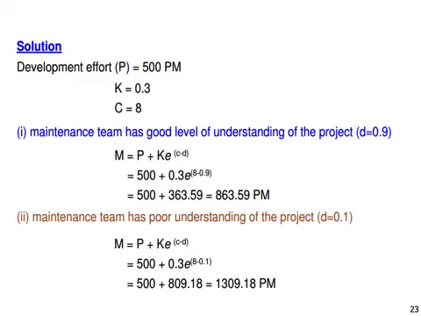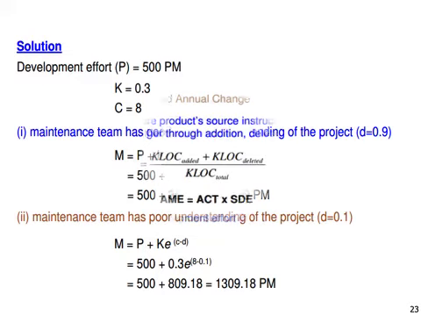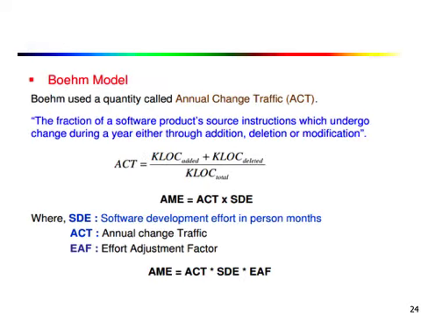And in the second problem, when they have a poor understanding of the project, that is when D is equal to 0.1, then the total effort will be higher, that is 1309.18 person months. So that is one way to find the total effort taken for the development and maintenance of a particular system. Then you have Boehm's model for finding this total effort.